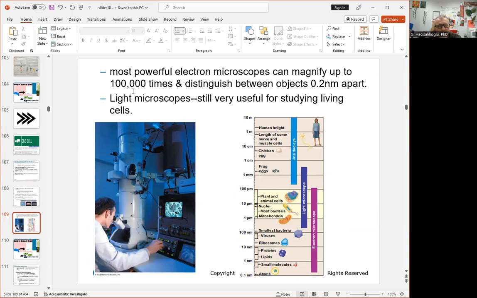Here is an electron microscope on the list. You can see it can go up to 100,000 times magnification, while light microscopes could maybe go only 400. This chart shows you how small the things in the cell are, so that they require microscopes. Plant and animal cells themselves, the nucleus, some bacteria, and mitochondria can be seen under a light microscope, but viruses, ribosomes, proteins, lipids, and atoms require an electron microscope.